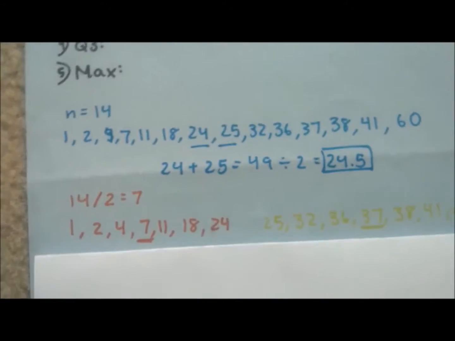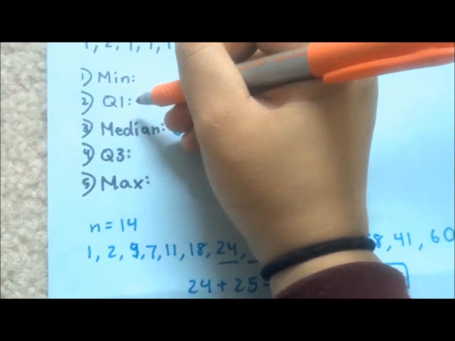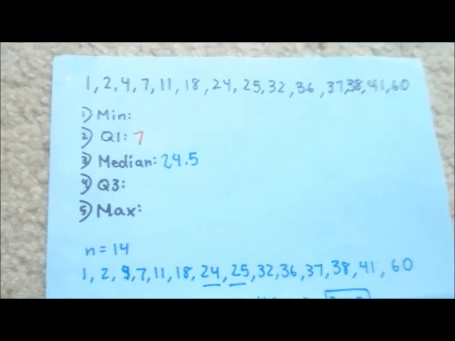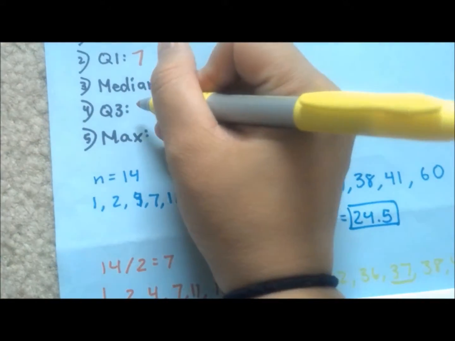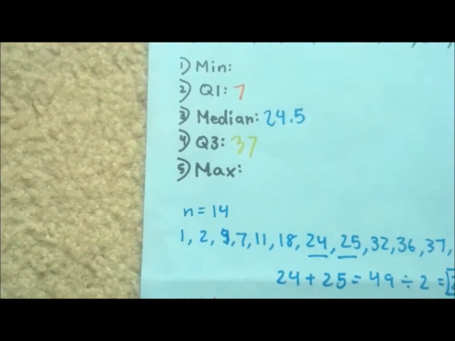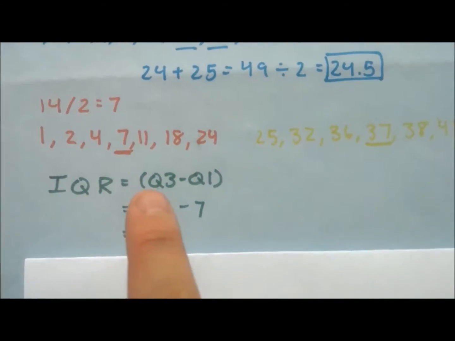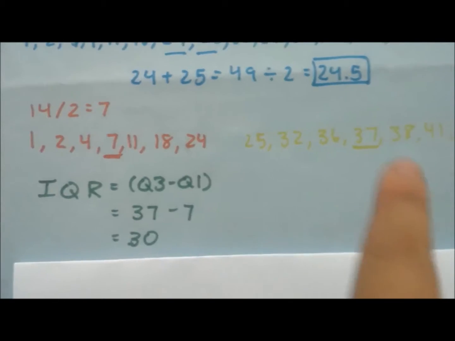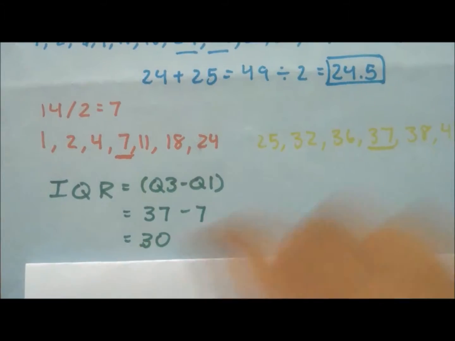So quartile 1 is now 7, and quartile 3 is now 37. There we go. Next, we have the IQR, which is the entire quartile range. So that is Q3 minus Q1. You take Q3 and Q1, subtract, and you know the IQR is 30.